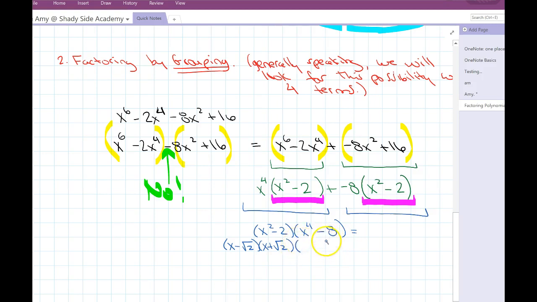Okay, so I'm going to do this because x to the fourth minus 8 is also a difference of squares. X squared minus root 8, x squared plus root 8. Okay? Now, what's interesting here is degree 1, degree 1, degree 2, degree 2. Look at this degree 2 right here. This degree 2 is a sum of squares factor. Sum of squares are prime. In other words, a sum of squares cannot be factored further.